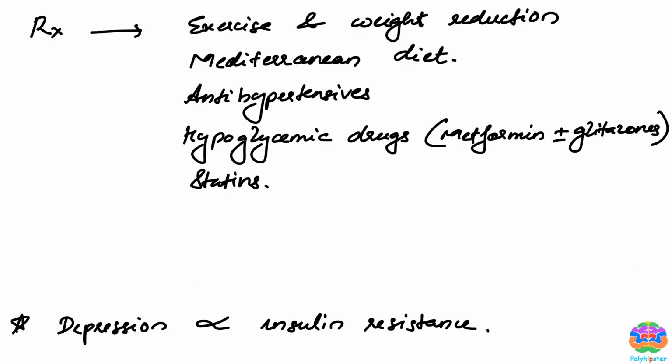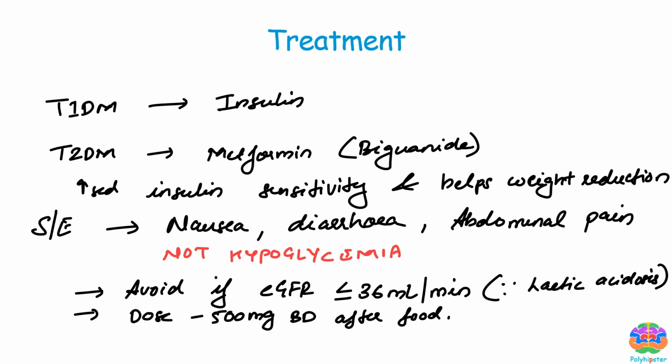What is the treatment for metabolic syndrome? Mainly exercise and weight reduction, Mediterranean diet, antihypertensives, hypoglycemics such as metformin plus or minus glitazones, and statins. And it is also noticed that mental depression is directly associated with insulin resistance, which is a common psychiatric complication associated with this condition. Let's talk about the treatment for diabetes mellitus in short.